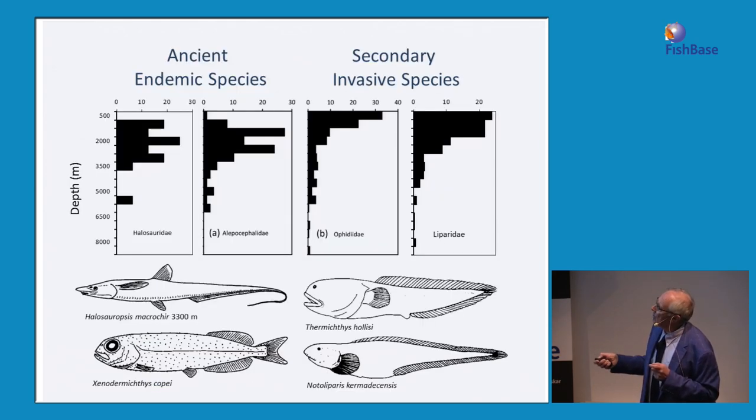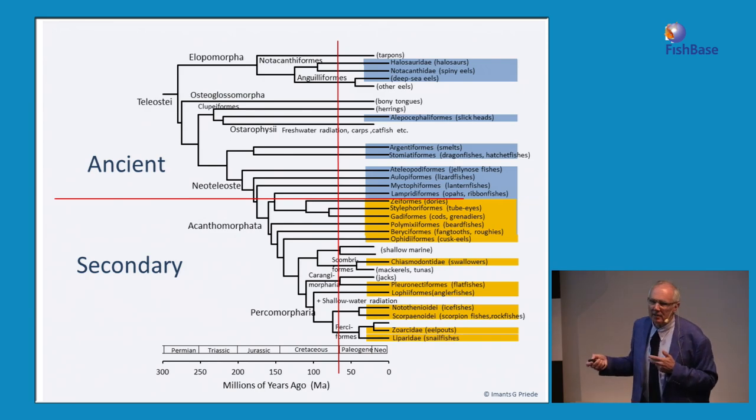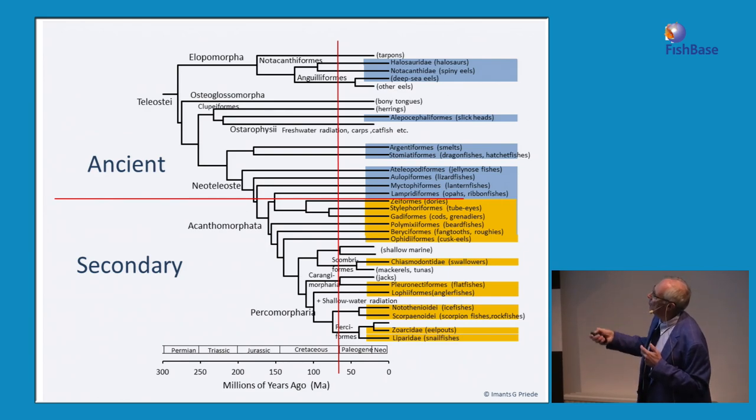So when you look at families like the halosaurs and the alepocephalids, we can see this depth distribution. The predominant depth distribution is between 500 and there's a bulge in the deep. So these are ancient endemic families, such as halosauropsids. Whereas we get the ophidiids and the liparids, these are recent secondary invasive species, where most of the representatives live in shallow water, but remarkably, they have species that have invaded the deep. So these are what Andriashev termed secondary deep sea fish species. And we can roughly divide the tree of fish evolution into ancient forms which invaded the deep early in the Cretaceous and Jurassic and before, and secondary, which are the more recent ones.